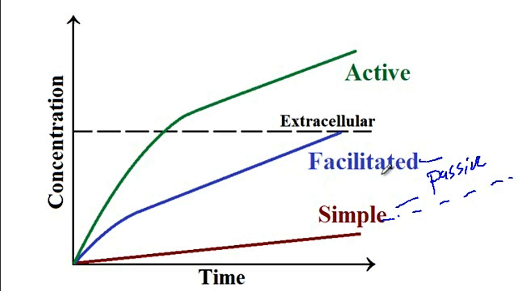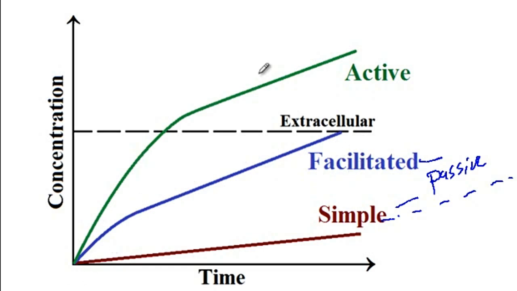With the facilitated diffusion, same process happens. Concentration keeps on increasing until it reaches the extracellular concentration, and then it stops there. So the difference between facilitated and simple is that with facilitated, there is a protein that will increase the speed of diffusion. And so therefore, with the facilitated diffusion, the concentration of the intracellular space will reach that of the extracellular at a faster speed.